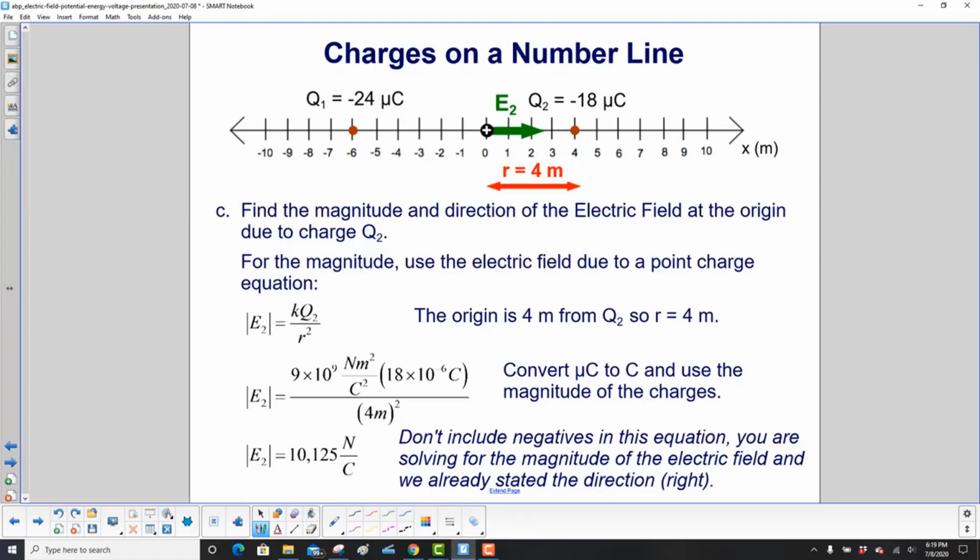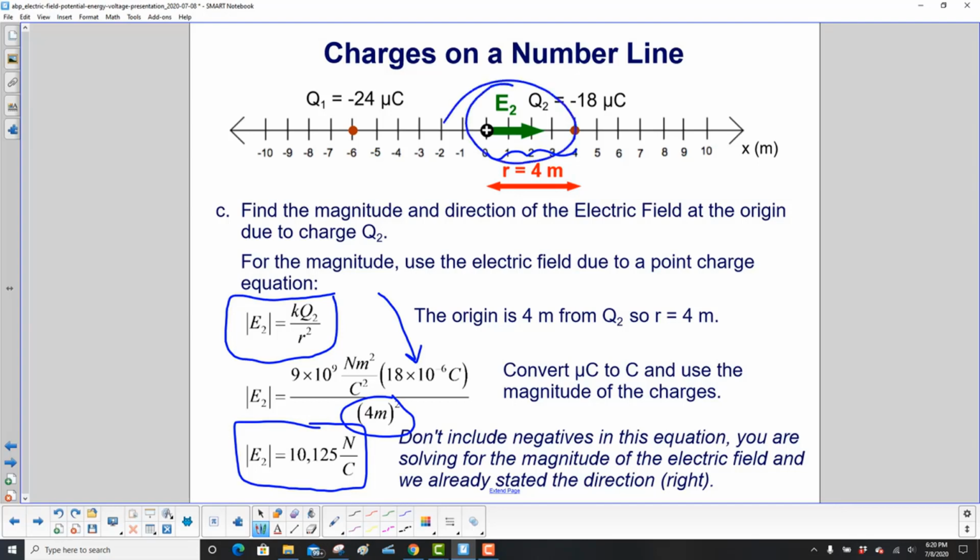Now let's find the magnitude of E2, the electric field due to charge 2. It's just kq2 over r squared. The distance now is 4, so we have 4 meters squared in the denominator. We convert the microcoulombs to coulombs by multiplying by 10 to the minus 6th, and we get the magnitude of the E field is 10,125 newtons per coulomb. Don't put any negatives there. This is a magnitude. We're finding the direction by looking at our diagram up there.